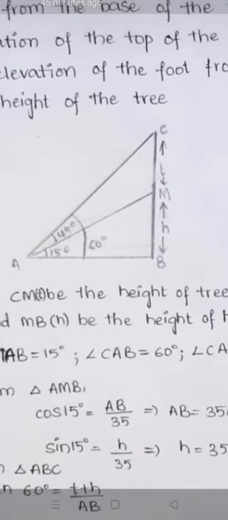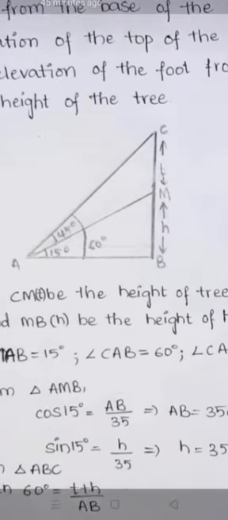So AB bar is the base. Now you have to observe, BM bar is the hill, whereas AM bar is its slant height. Given in the problem, AM bar is equal to 35 meters. And at this point, at the end of the 35 meters AM bar, we have a tree.